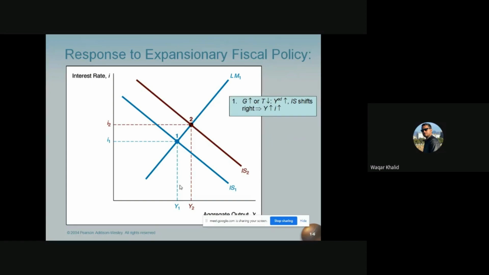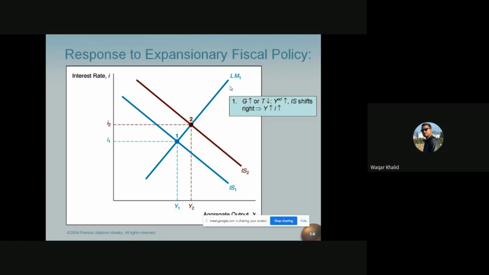Here we are depicting the response of output and the interest rate to an expansionary fiscal policy. Expansionary fiscal policy refers to an increase in government spending or a decrease in taxes. Look at point 1. An increase in government spending or a decrease in taxes is known as expansionary fiscal policy. For example, it causes the IS curve to shift to IS2 from IS1.